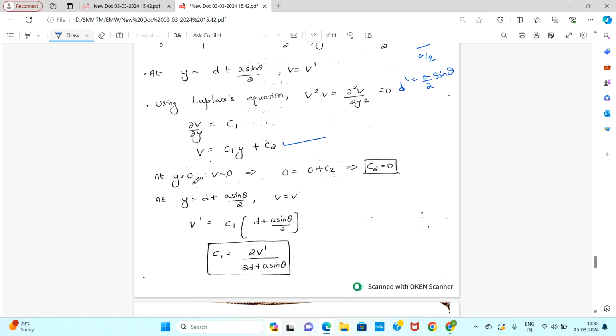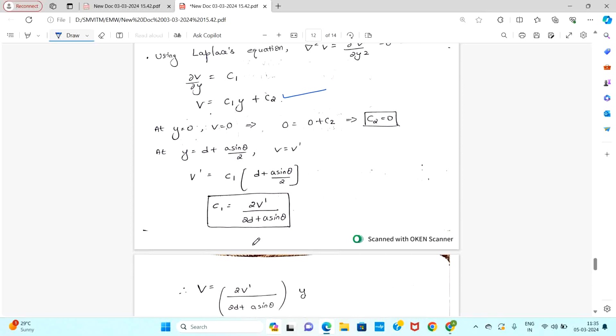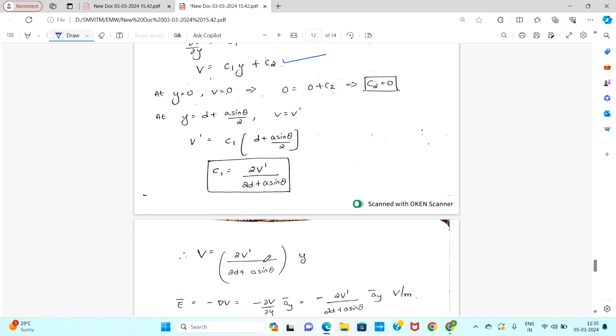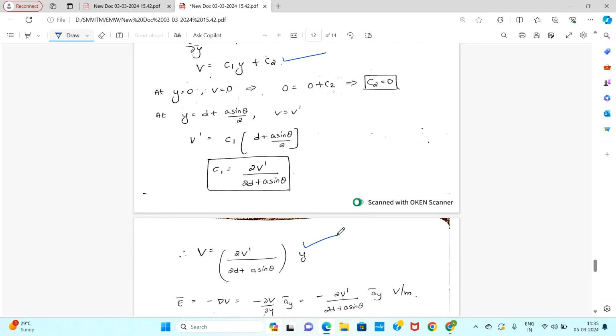Now the first boundary condition is when y is 0, the potential is 0. Right? When I'm at the origin, the potential is 0. I'll substitute this to get the constant. Another boundary condition is when y is d plus a by 2 sine theta, the potential is assumed to be V dash. So I will use this boundary condition in this equation to get another constant c1. I'll substitute both of them back in the main equation. So I finally got the potential equation as 2V dash by 2d plus a sine theta, into y.